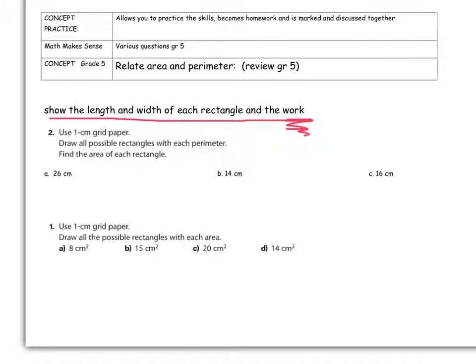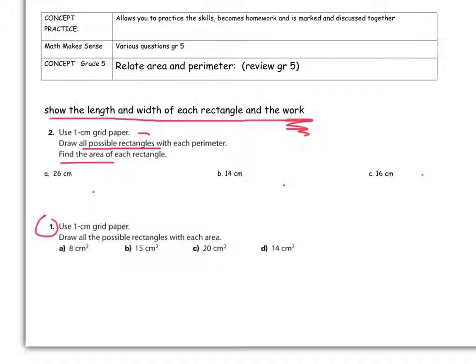Using 1 centimeter grid paper. If your grid paper isn't 1 centimeter, just use your grid paper anyway, and we're going to assume that each square is 1 centimeter. Something on your page saying that would be good. And make sure you do all the parts. You're drawing all possible rectangles, all of the rectangles that you can find, and then you're finding the area of each of those rectangles. So there shouldn't just be one rectangle for each. There should be many rectangles for each, as many as you can.